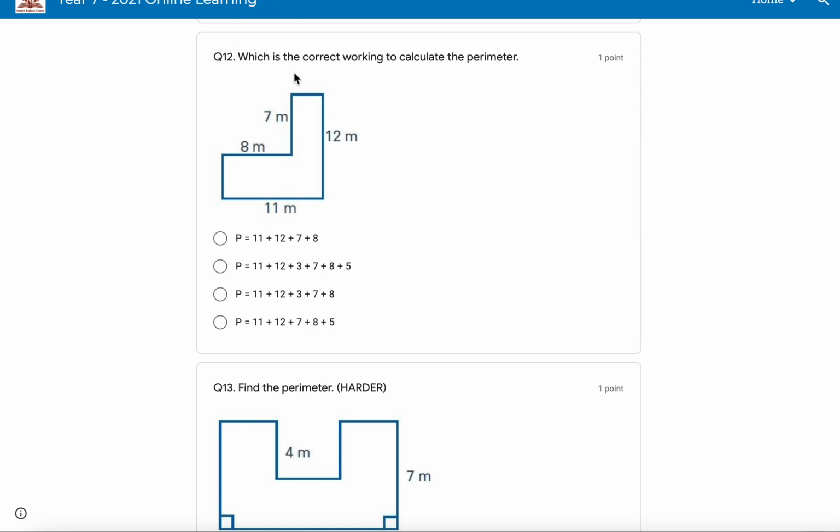So if we wanted to now calculate the perimeter, we've got all our sides. We know this is 3, we know this is 5. We can just add all those sides up. So 11 plus 12 plus 3 plus 7 plus 8 plus 5. So this is our answer here.